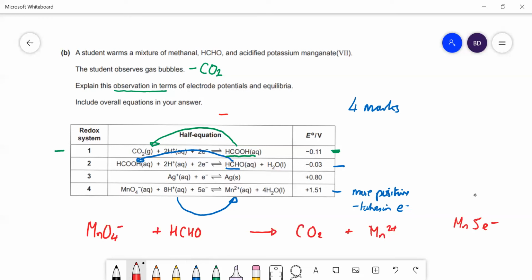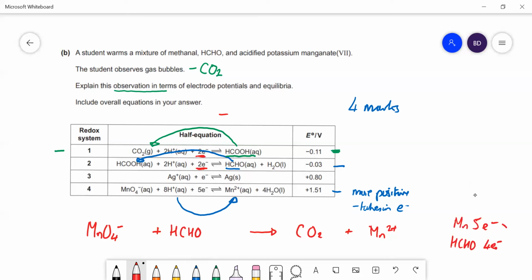Let's have a look at the methanol. Right, the methanol first of all is being oxidized by 2 electrons, and then it's oxidized again by another 2 electrons. So the methanol is oxidized by 4 electrons. So what we're going to have to do is multiply till we get 20 electrons. It's going to have to be 20 electrons. So it's going to be a pretty funny equation, this one.